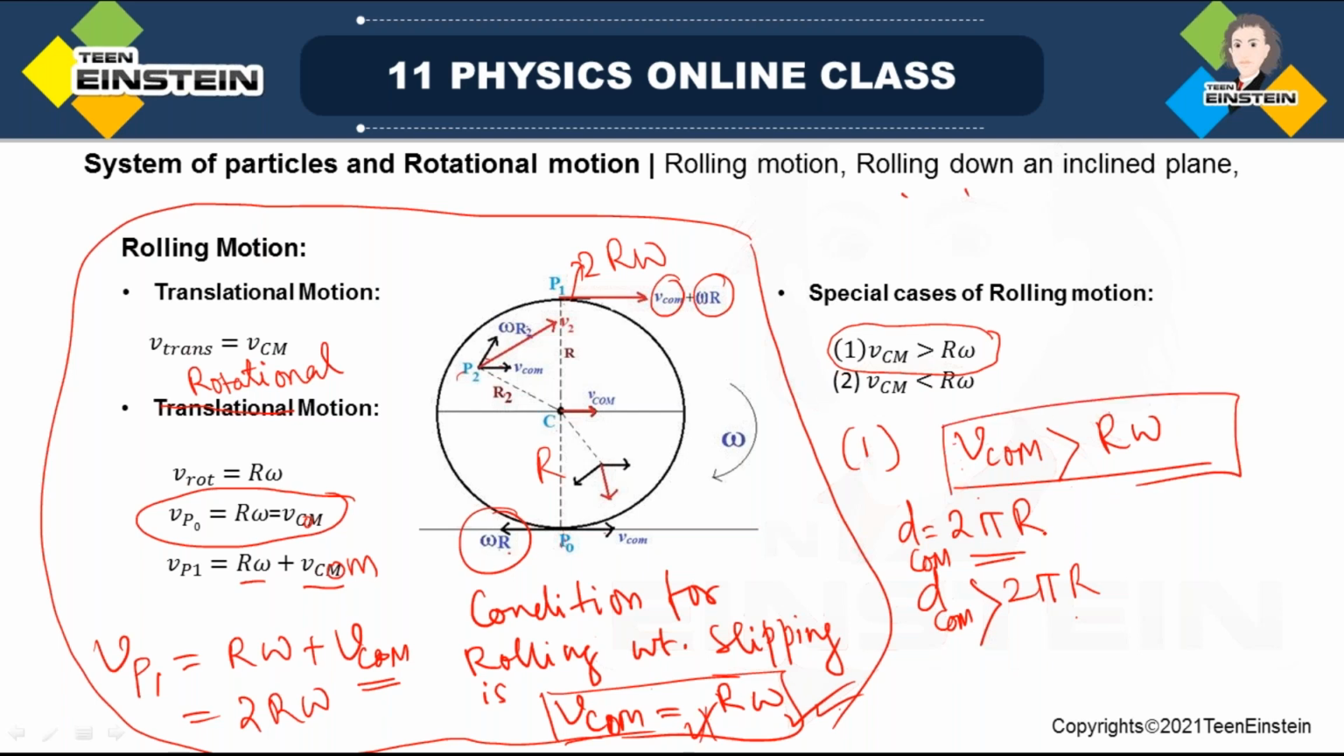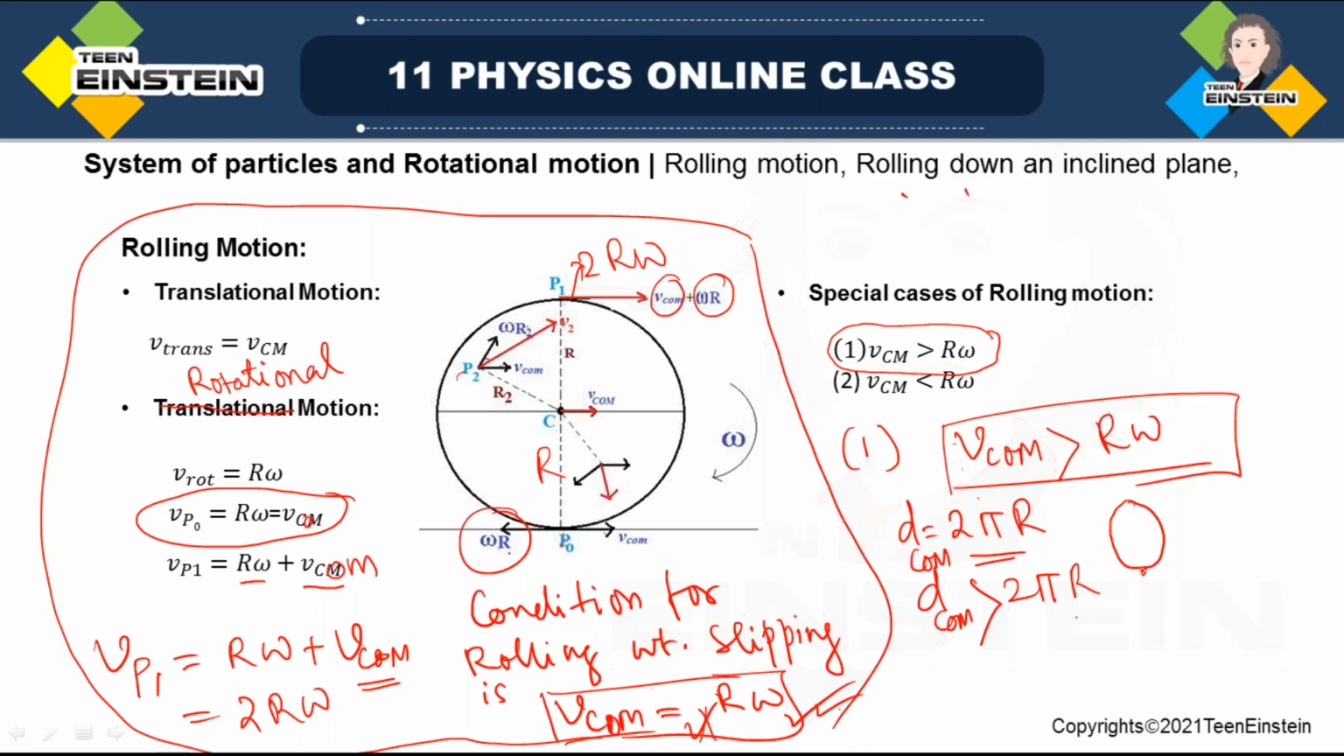So this is the condition, when the translational motion is happening much more than the rotation. I'll give you a simple example. Suppose you are riding a cycle after rain, going through a road that has become very smooth, and you want to stop the cycle by applying the brake. In that case you will see that after applying the brake, it does not stop immediately.